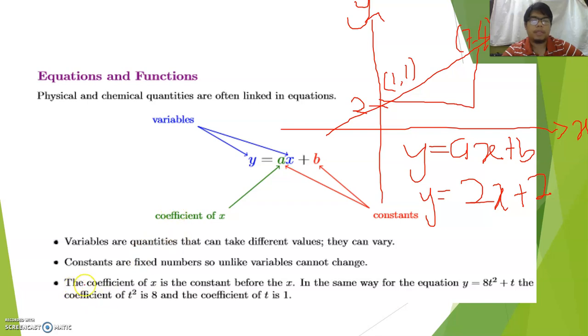And for another point, the coefficient of x is the constant before the x. In the same way for the equation, for example, we take this equation, y equal to x t square plus t, so the coefficient of t square is x, and the coefficient of t is 1.